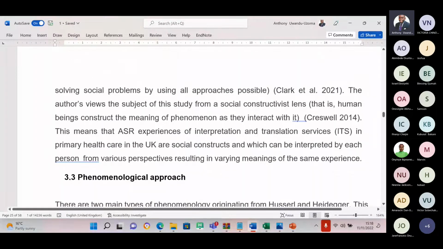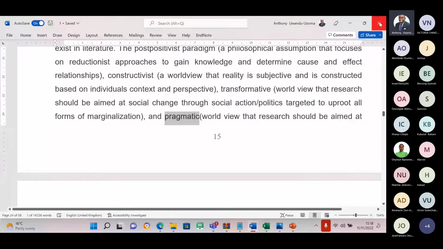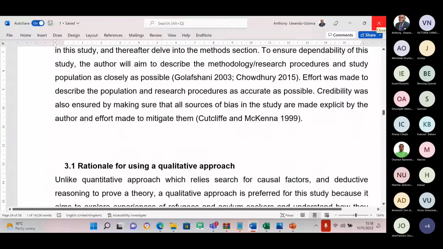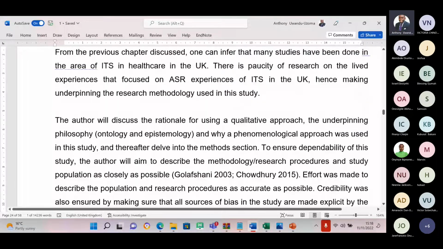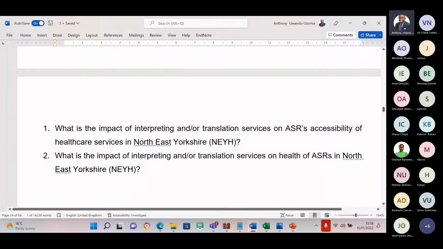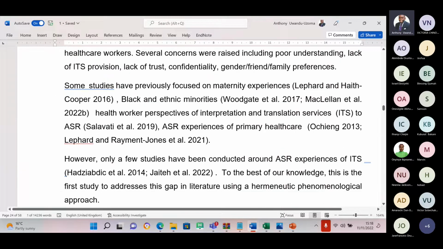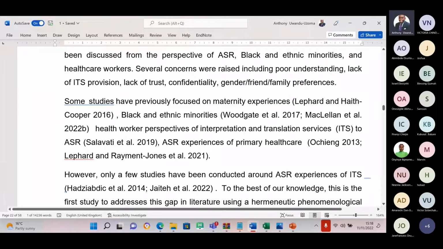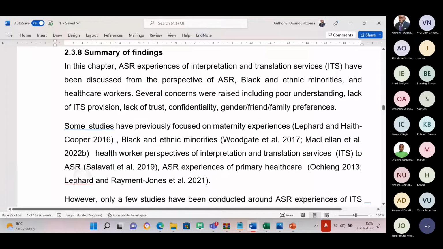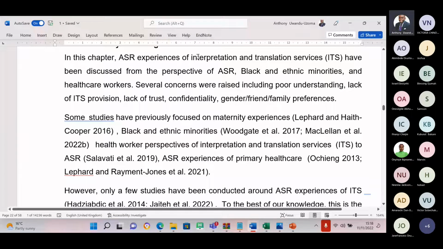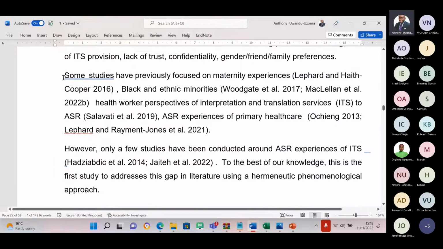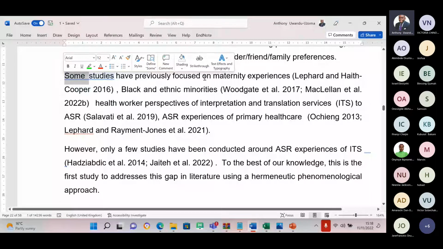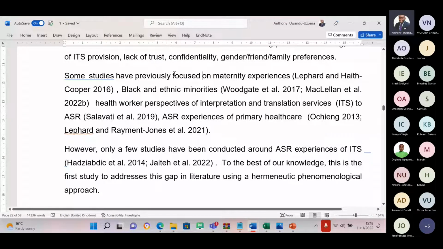All right, so now I want to show you this is for primary research. Then I want to show you how I framed my research problem. How did I define my research problem, my research gap? Okay. Now what did I say? I said some studies have previously focused on, remember, I had read them, maternity experiences, Black and ethnic minority experiences, 2, health worker perspective of interpretation services.